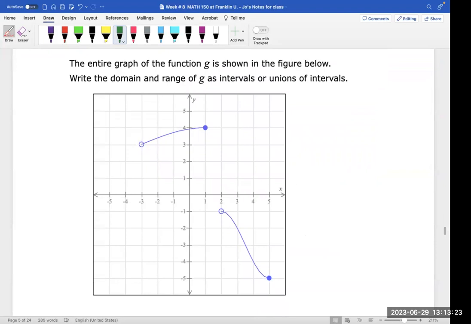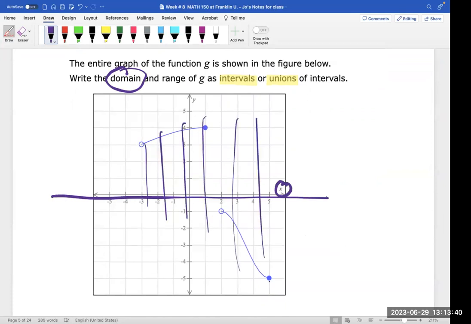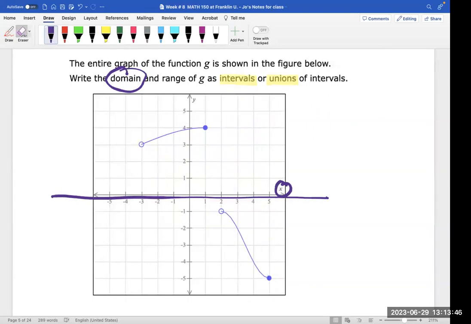All right, it is a piecewise. So now they want unions or interval, whichever way I have to do it. Okay. Looking for my domain is x. So I'm looking along this x number line. Where do these graphs, if I were to have a spotlight running up and down, where would the x values be?